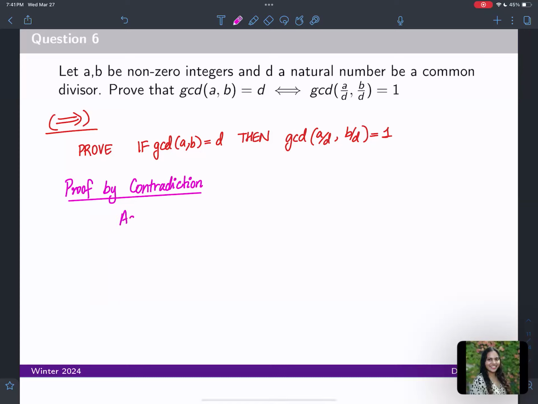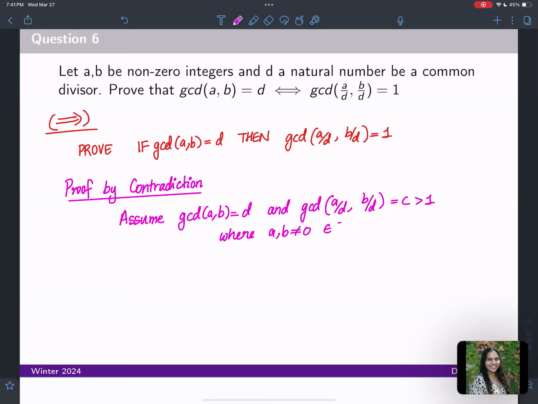Okay. So you assume the if part and the opposite of the then part. So assume GCD of A comma B equals D and GCD of A by D comma B by D equals C, which is greater than 1. Okay, where A and B are non-zero integers, and C and D are natural numbers.